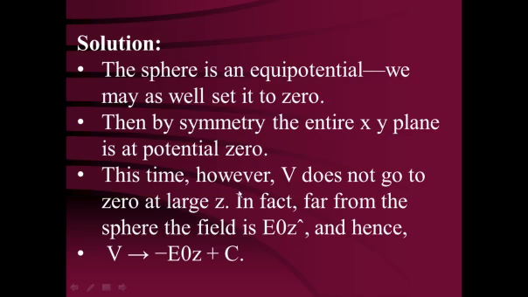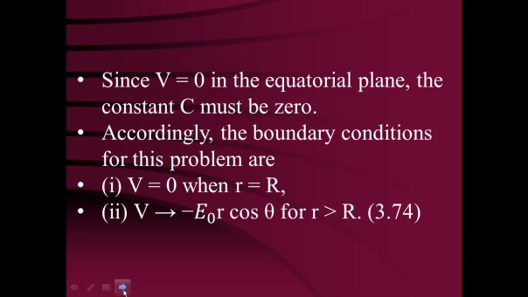Now, this time, however, V does not go to 0 at large z. In fact, far from the sphere, the field is going to be E0 z, and hence from the negative gradient of the potential, we can find that V tends to minus E0 z plus C at large values of r. Since V is equal to 0 on the equipotential plane, the constant C must be 0. That means we can now apply our boundary conditions.